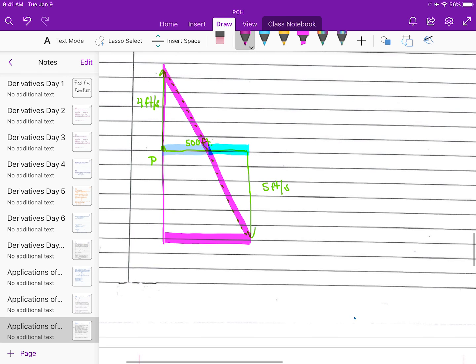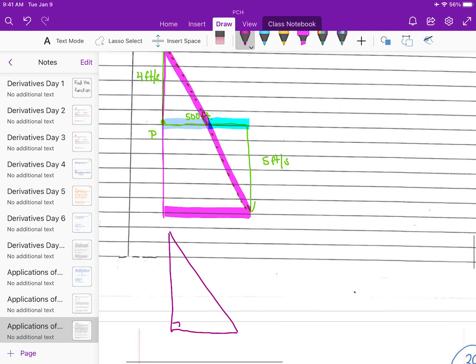So, trying to save space here. I'm not going to draw it quite so large, okay? So not quite to scale, but I have a right triangle. I know that this is 500 feet, right? And then I know this is what I'm trying to find the rate of. So if that's called z, then this is dz/dt, and that's what I'm trying to find.